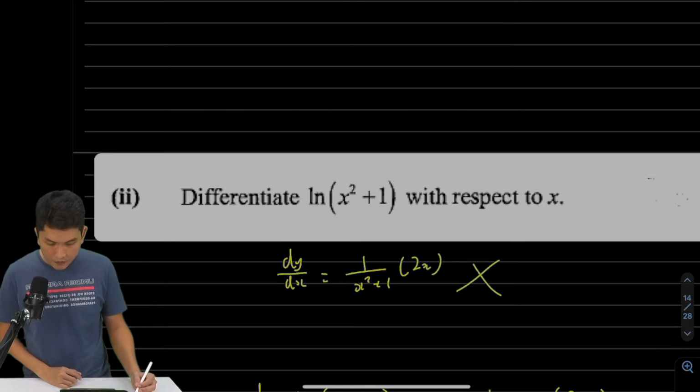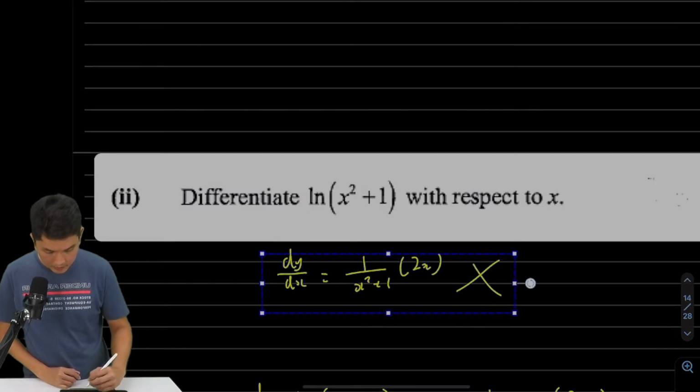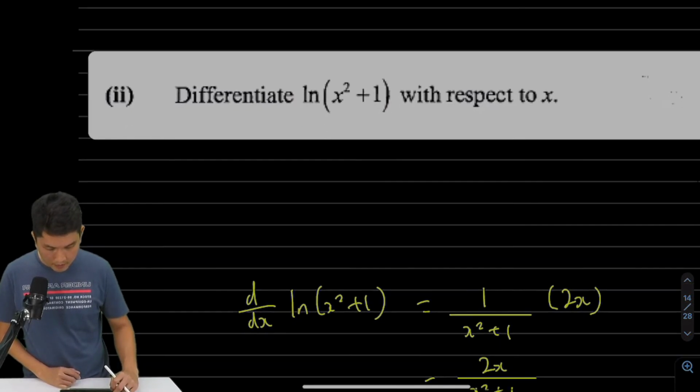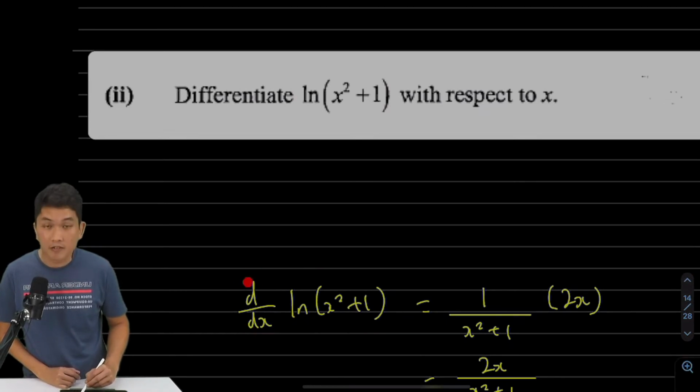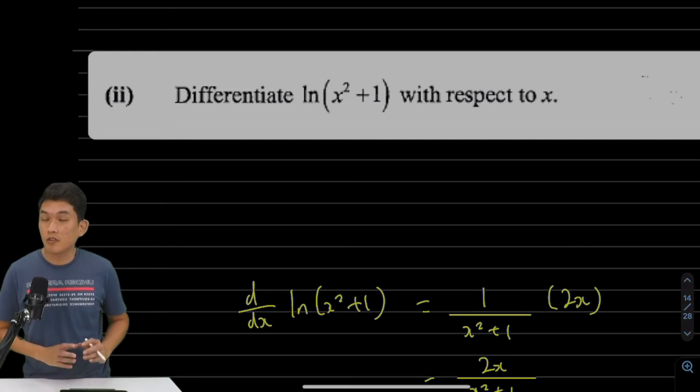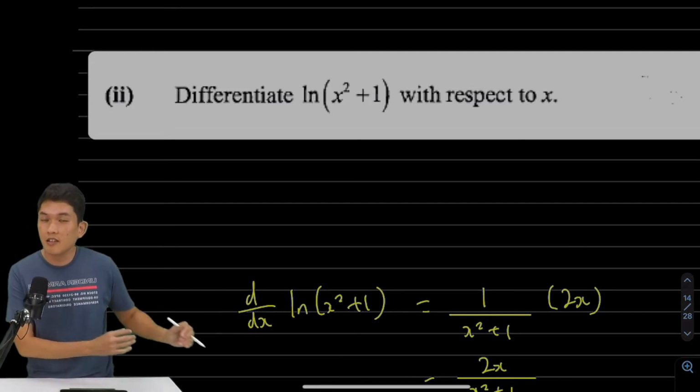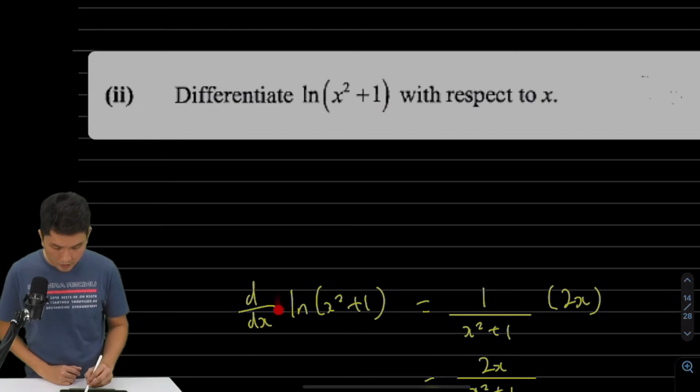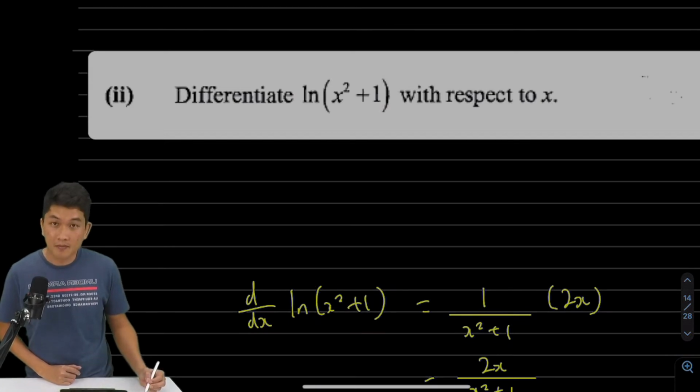If you actually have to differentiate this with respect to x, you actually have to say, I'm going to differentiate this thing with respect to x. This is the differentiating operator. d/dx tells me that I want to differentiate whatever is on the right with respect to x. I'm going to differentiate this with respect to x.